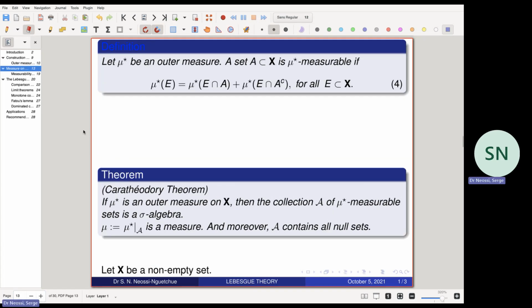So we are going to construct a sigma algebra from the definition of an outer measure. We are going to see how we can define a sigma algebra, knowing that the restriction of mu star on that sigma algebra will give us a measure. So, definition.